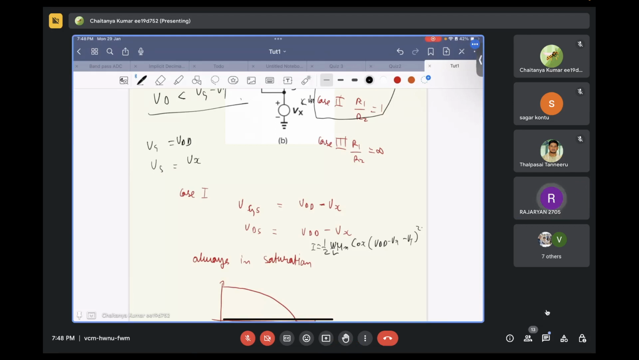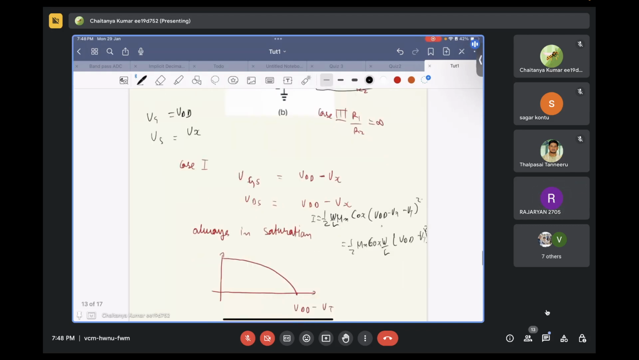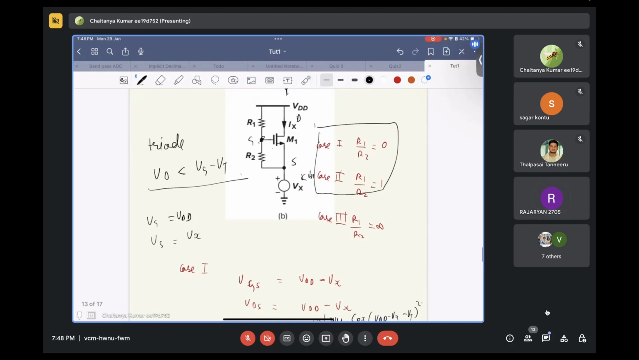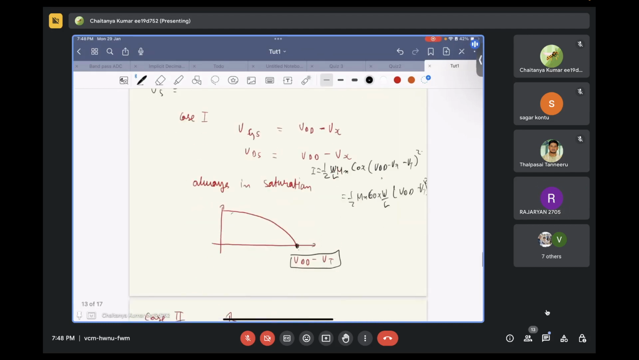Okay. So when Vx is equal to 0, your current will be half mu n Cox W by L times VDD minus Vt whole square, and it will keep on gradually falling till the point you hit VDD minus Vt. After that, your VGS will become less than Vt, and your transistor will go into cutoff. Yes. Okay.